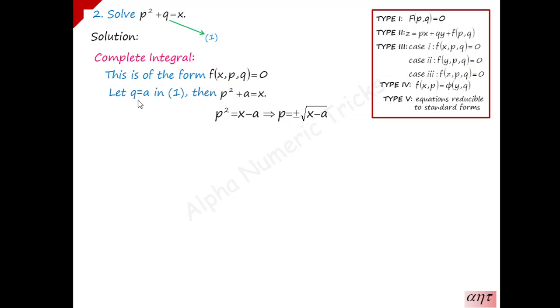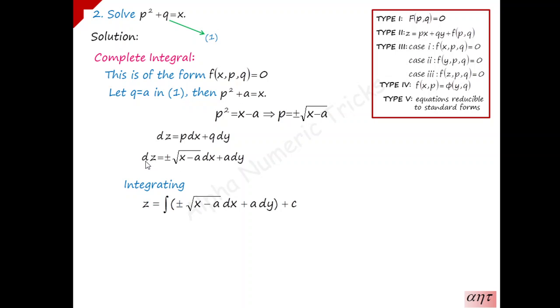So the values of p and q are substituted in dz is equal to p dx plus q dy. Substituting here, dz is equal to plus or minus square root of x minus a into dx plus a into dy. Integrating, we get the value for z, that is, integral dz is z, which is equal to integral of plus or minus square root of x minus a dx plus a dy plus a constant of integration. Now we have to write the integration of root x. Root x integration is 2 by 3 into x power 3 by 2.